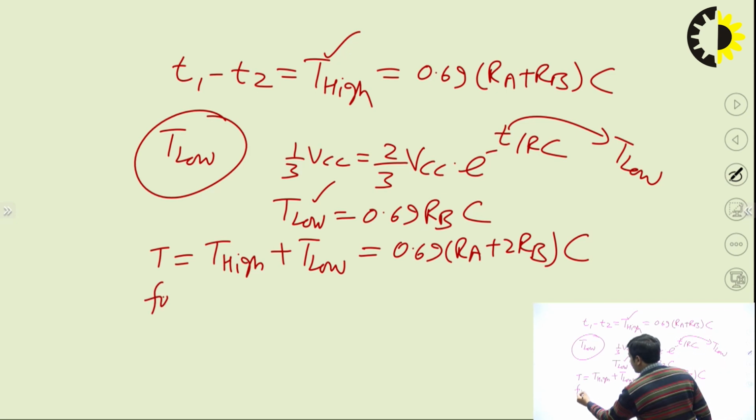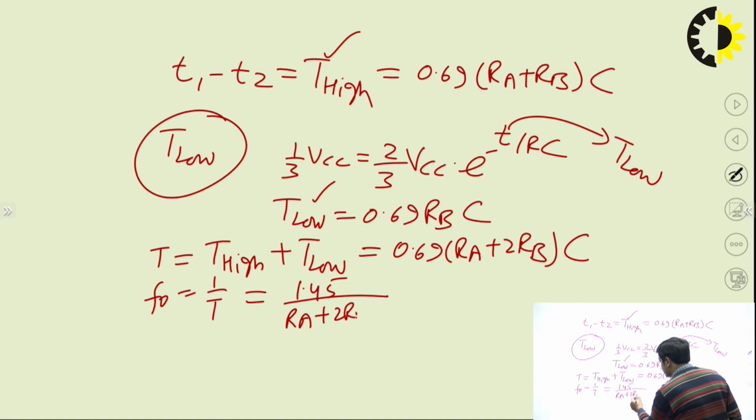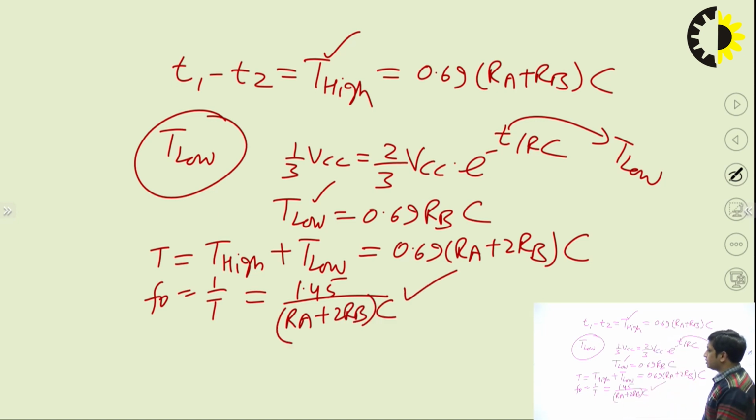So the frequency F0 will be equal to 1 by T. So you can calculate it. After calculation you will get 1.45 upon (RA plus 2 RB) into C. So this is the frequency of the output pulse. Now just by changing the value of RA and RB and C, we can change the frequency of the output pulse. Now we can calculate the duty cycle also from here.